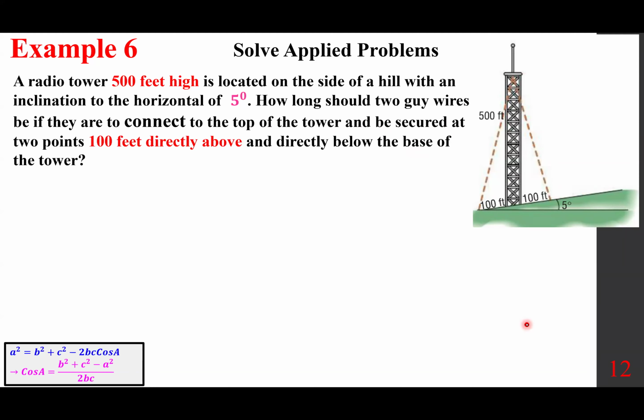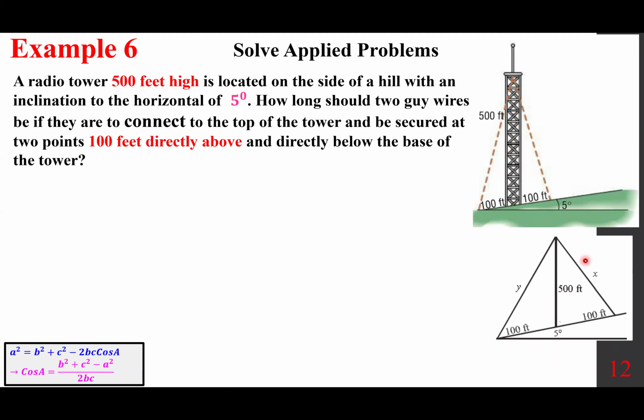Let's do the drawing here. So this is 100, this is 100, this is 15 degrees, this one is 500, and these two sides, we call them X and Y. So we are redrawing this. This is 5 degrees, this is 100 feet, this is 100 feet, this is 500 feet. What is this side? We don't know. What is this side? We don't know. We call them something, X and Y. So we are defining our variables to make it nice and easy to do the math.